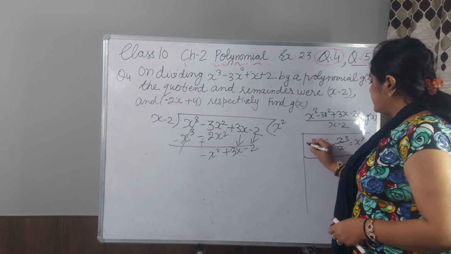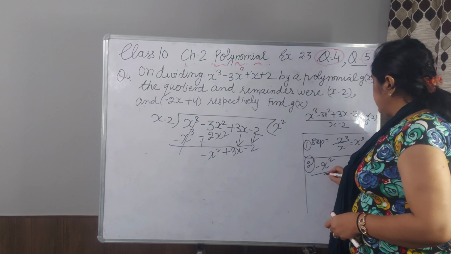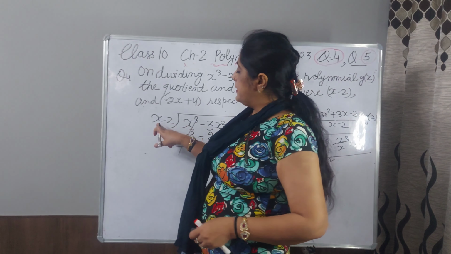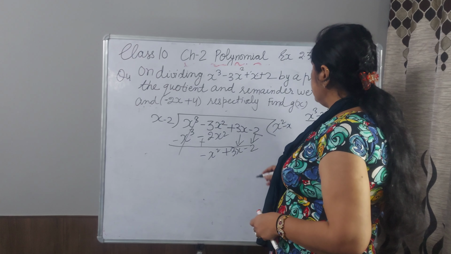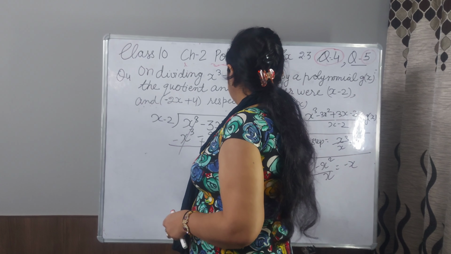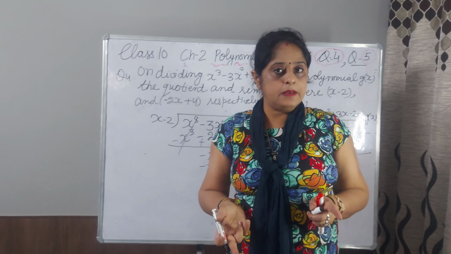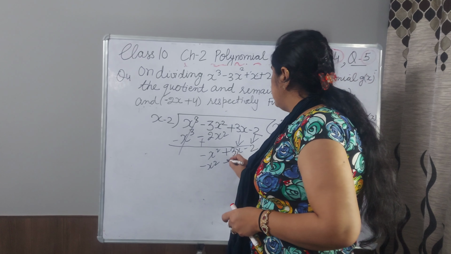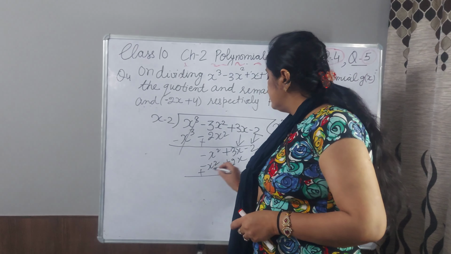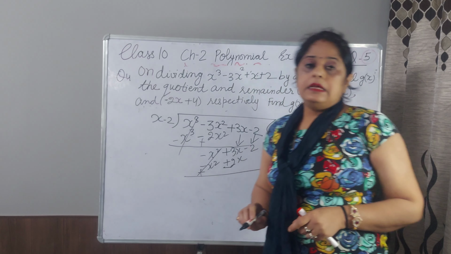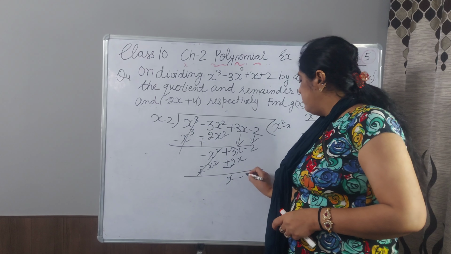Now next step. This was step 1. Step 2. Minus x square divided by x. This first term divided by divisor first term, you will get minus x. Minus x you write here. Minus x multiply x is minus x square. Minus x multiply minus 2, minus and minus when we multiply it will be plus 2x. You will write plus 2x here. Now next step is change the sign. It will be positive and it will be negative. Positive and negative x square will be cancelled. 3x positive, 2x negative, x will be left, minus 2.